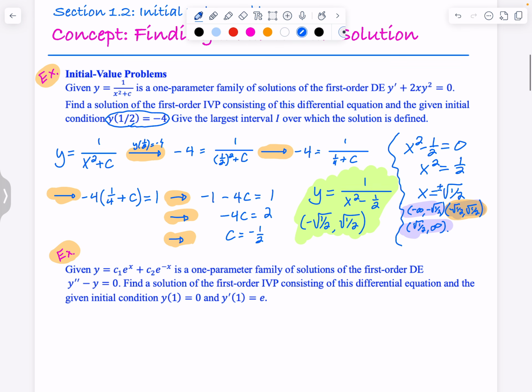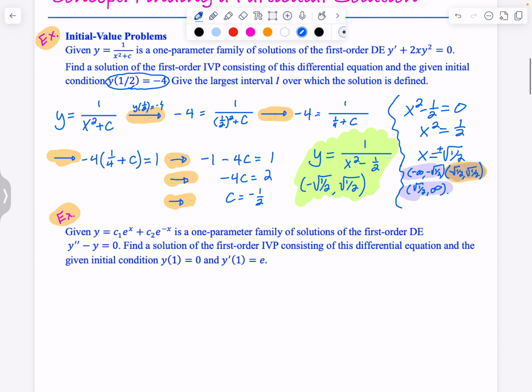It's pretty cool. Okay, so let's do another example of this, with a two parameter family of solutions. They have C1 and C2, making it two. And it says find a solution of the first order IVP consisting of this differential equation. And anytime there are multiple parameters, like two parameters, you have to have two conditions. If it was a four parameter family, you would need four conditions and so forth.